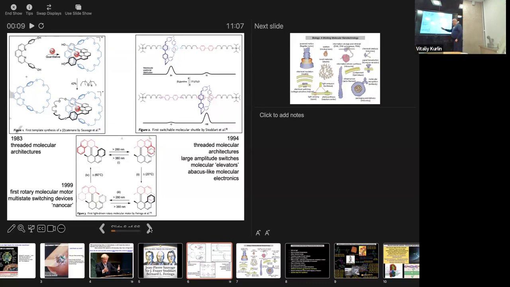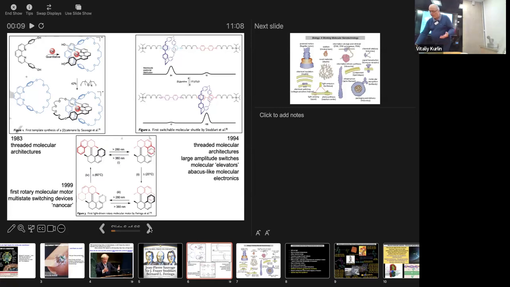And then Ben Feringa, just at the end of the last century, made the very first rotary molecular motor. So this is a real molecular motor. This rotor rotates around the axle if you shine UV light on it above a certain wavelength, above a certain temperature. But Feringa, again, used these sort of devices, really not as motors, but as switches, and again was inspired to make nanoscale versions of macroscopic machinery, like the so-called nanocar.